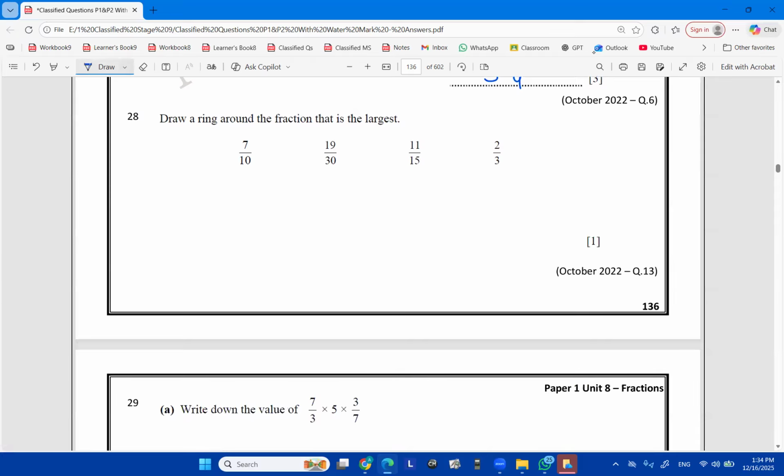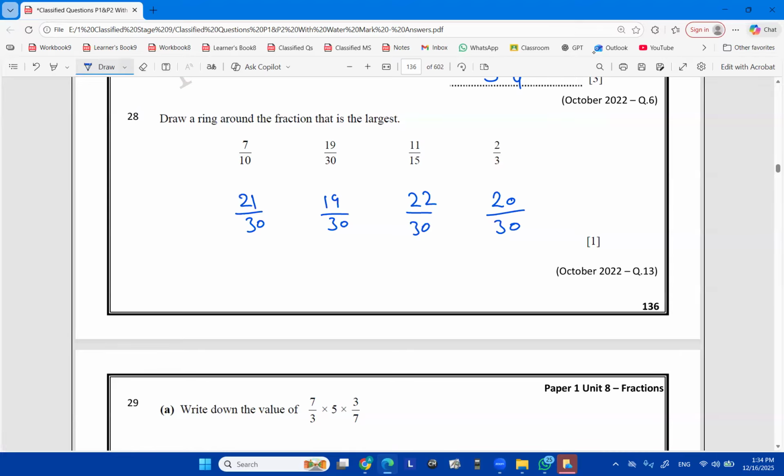Draw a ring around the fraction that is the largest. Here I've got 7 over 10, 19 over 30. Mister, I see that I can make all the denominators 30 because I cannot compare as long as the denominators are different. We can't. This is not possible. So this stays 19 over 30 as it is. This becomes 21 over 30. This becomes 22 over 30. This becomes 20 over 30.